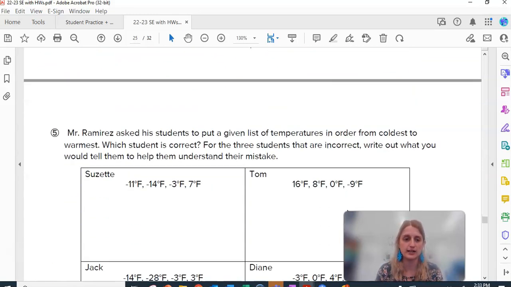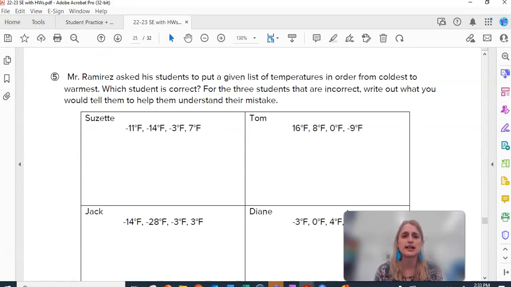All right, on the back side of the paper, Mr. Ramirez asked his students to put a given list of temperatures in order from, I'm going to underline this part, coldest to warmest. Coldest temperatures could be the super negative ones. Warmest could be pretty high positives, depending on the set. Which student is correct? For the 3 students that are incorrect, that means there's only one person who got it right, write out what you would tell them to help them understand their mistake.